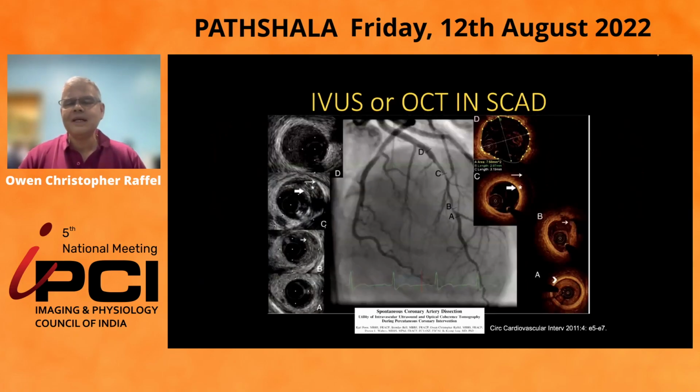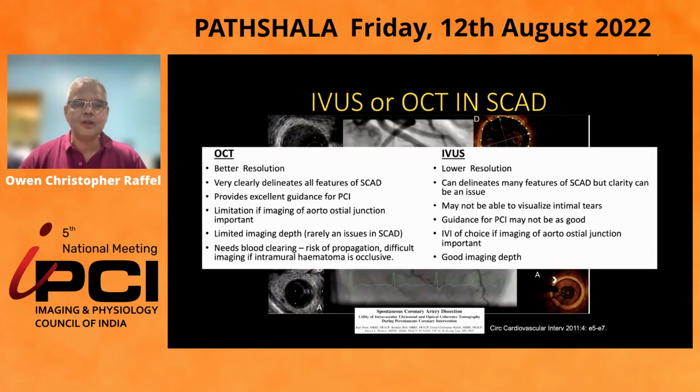IVUS or OCT in SCAD? Well, it's horses for courses, really. OCT will really give you the best definition, best resolution. It will delineate all the features of SCAD, provides excellent guidance for PCI, but there are limitations. For example, if you have SCAD related to the aorto-ostial junction, perhaps you'd want to use IVUS. If you have a very tight, catheter-hugging luminal compression from the hematoma, you might want to use IVUS.